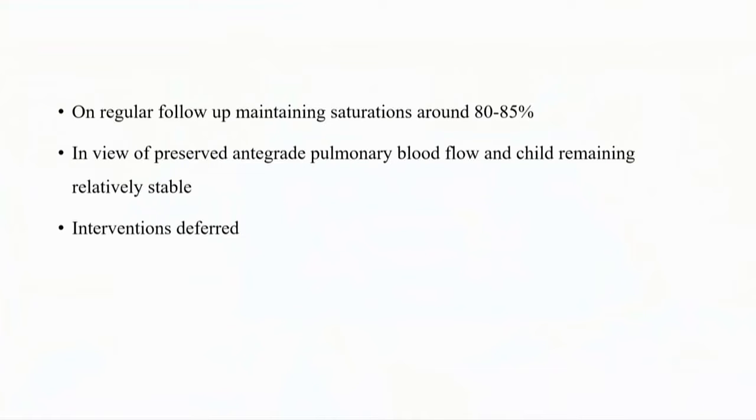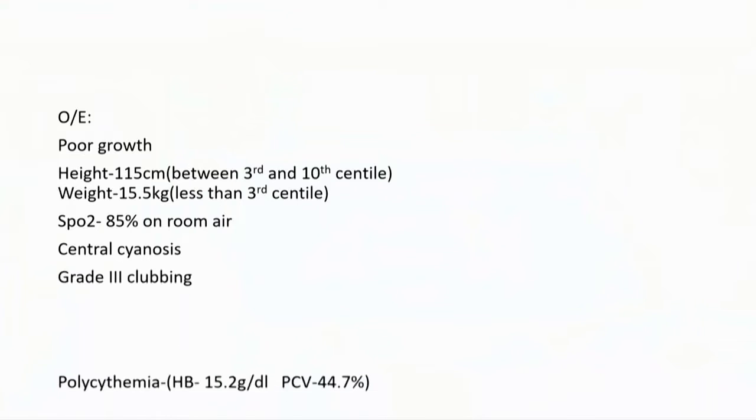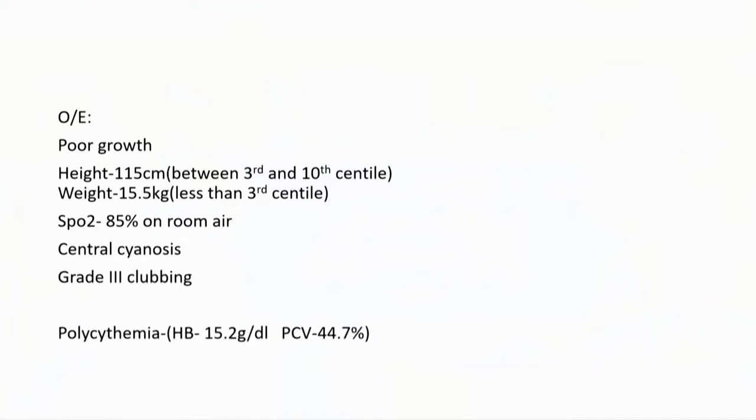Later on, the baby was kept on regular follow-up, maintaining saturations around 80 to 85%. In view of preserved antegrade pulmonary blood flow and the child remaining relatively stable, interventions were deferred. On examination now, the baby has poor growth with height of 115 cm between the 3rd and 10th centile, weight of 15.5 kg, less than the 3rd centile, saturating 85% on room air with central cyanosis, grade 3 clubbing and polycythemia with hemoglobin of 15.2.